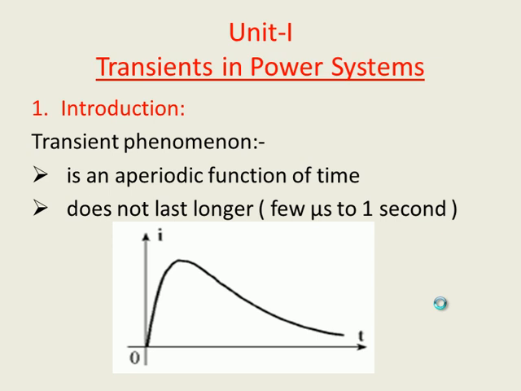Now the first one, aperiodic function of time. As you may be aware, aperiodic means non-periodic or non-cyclic, or not recurring at regular intervals. As shown in the diagram, it is just like this. If it had been a periodic function, then it would have been like this: 0 to pi, then pi to 2 pi, and so on. So it is an aperiodic function of time.